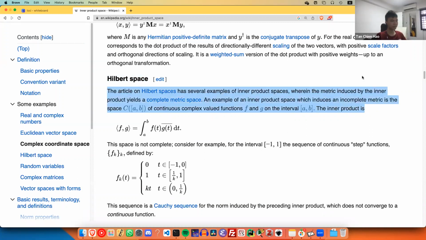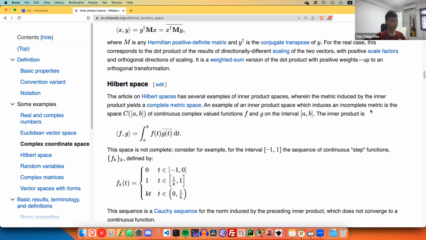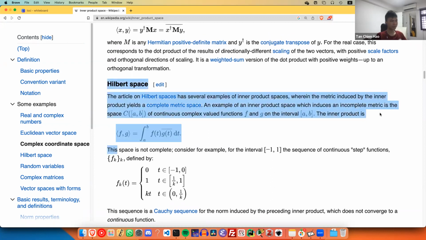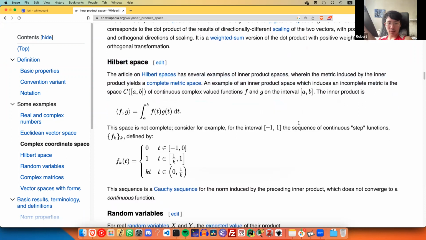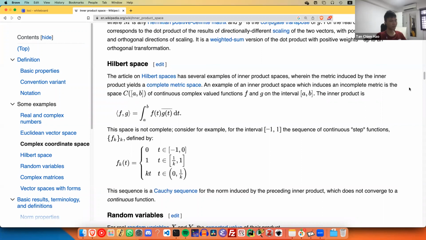And the notion of unitary also comes in when... A product space which induces an incomplete metric is the space of continuous complex valued functions on the interval [a, b]. Yeah, okay, it's not complete. So maybe you're right. The reason why we want the inner product to be real is probably motivated by a notion of trying to put a length metric on it.